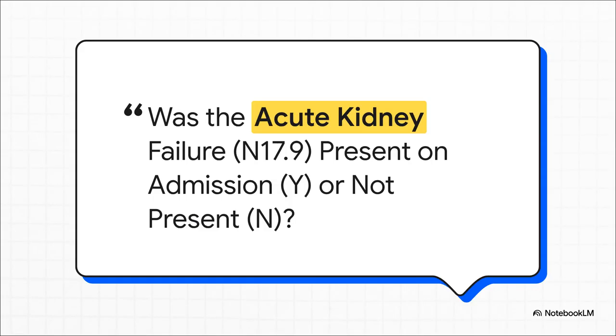So what are you supposed to do when the documentation is just completely ambiguous during that critical admission window? We literally can't just guess. This is where clinical documentation integrity, or CDI, steps in. If a condition like acute kidney failure is noted, but the timing is muddy, CDI specialists have to send a compliant, non-leading query exactly like this. Was the acute kidney failure present on admission, Y, or not present on admission, N? Phrasing it this exact way gives the provider the choice without leading them, making sure you get accurate, compliant billing.